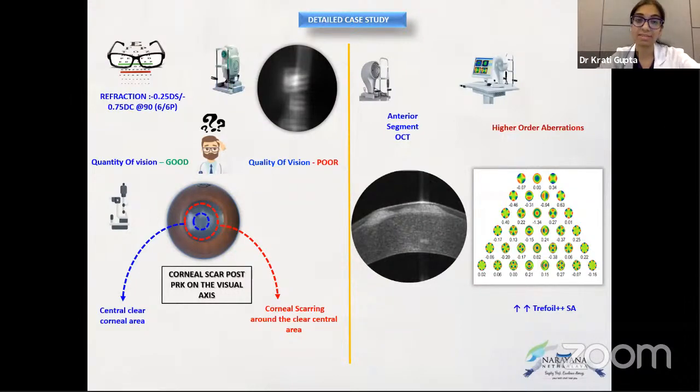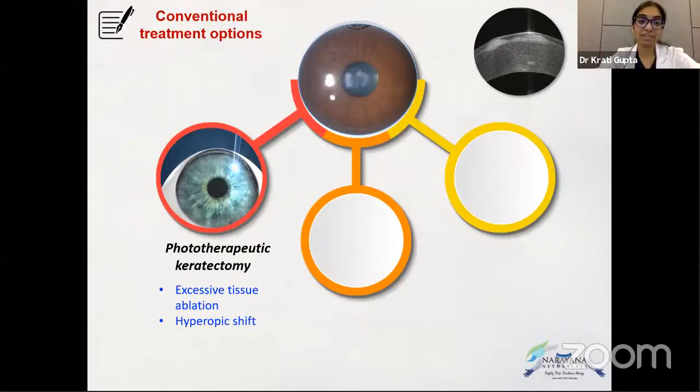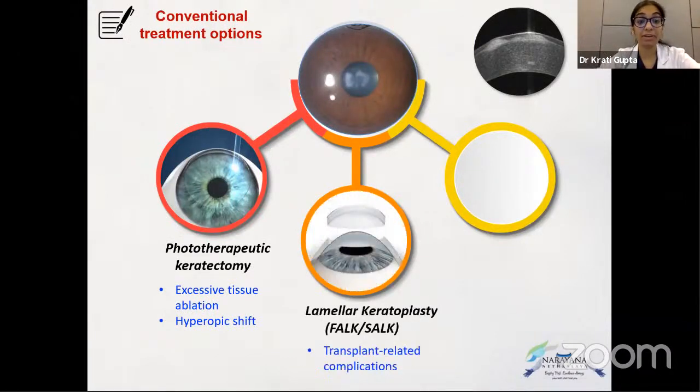The next slide, please. The animations, please. The conventional treatment option in this particular case would be phototherapeutic keratectomy, but it may lead to excessive tissue ablation and hyperopic shift.